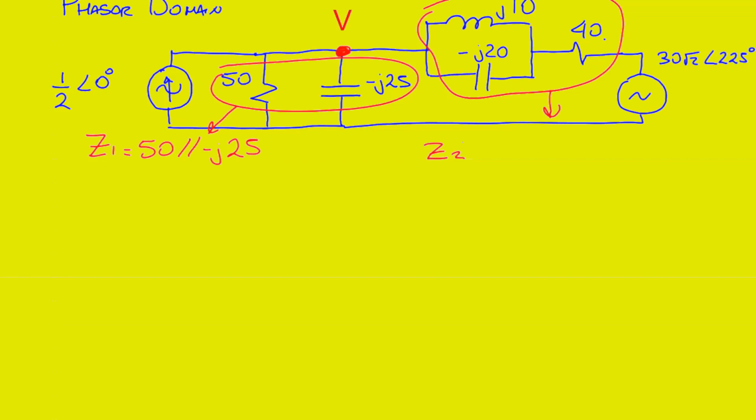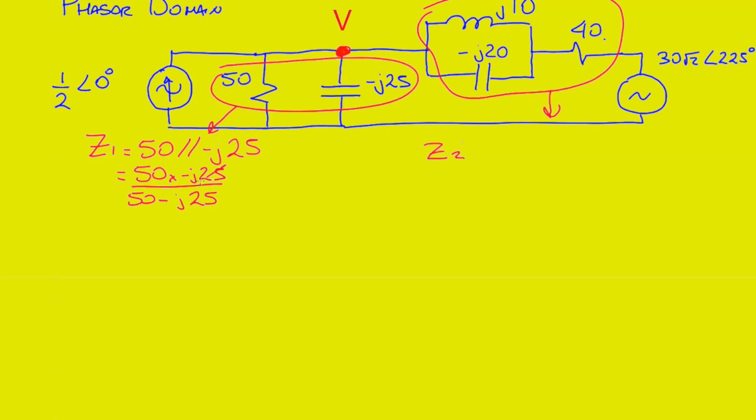To calculate Z1, we have to take the inverse of the sum of the inverse of 50 ohms and minus j25 ohms. Recall from resistors in parallel, if I have two of them, I can take the product divided by the sum. So we'll go with the product divided by the sum. We'll have 50 times minus j25 divided by 50 plus... oops, that's minus j25 in the denominator.